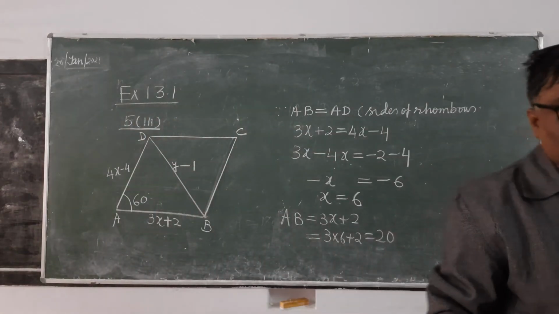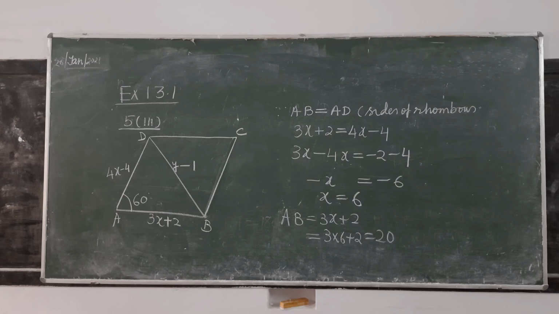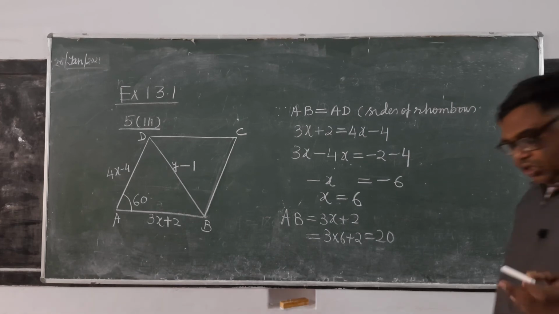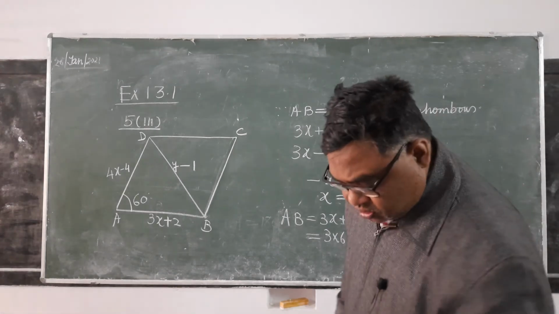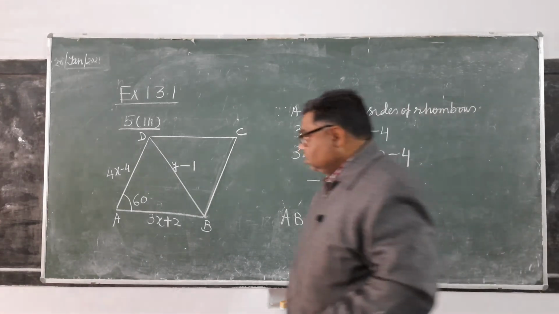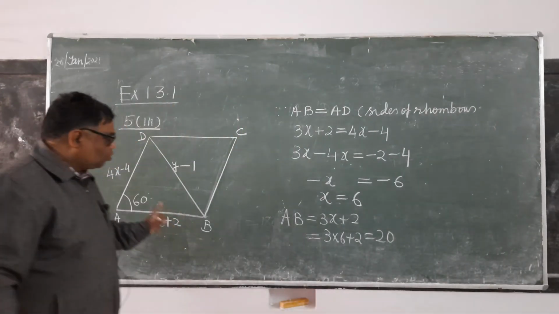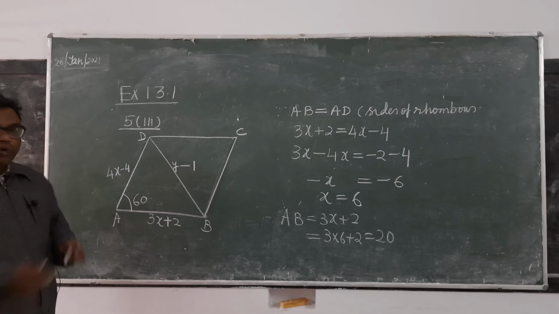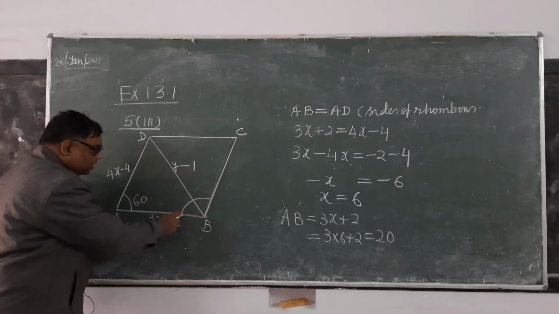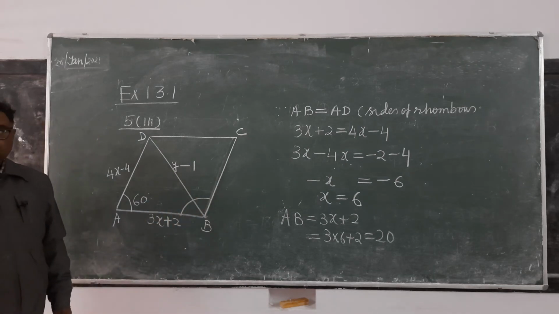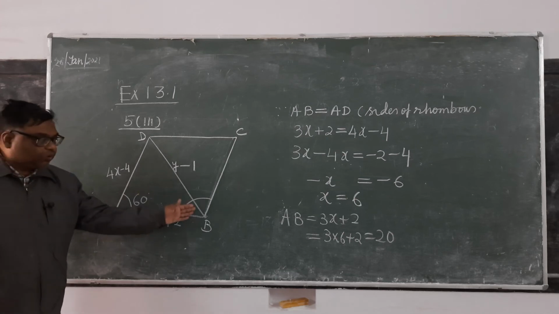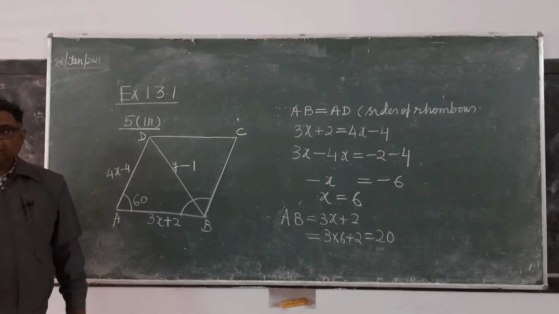Now you have to determine y. So see here, how will you determine y? You can see here. Here angle A equals 60 degrees. What will be this angle? Angle A equals 60. So what will be angle B?